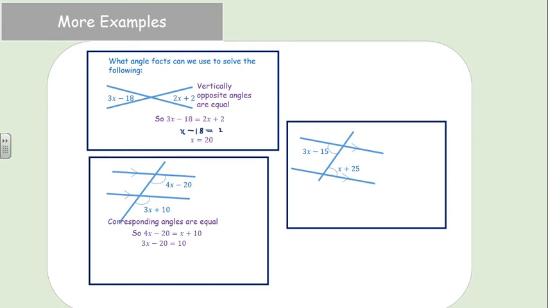Okay, so we've got an equation to solve. Right, let's get rid of that minus 20 by adding 20 onto the other side. So 3x equals 30. In other words, x equals 10.